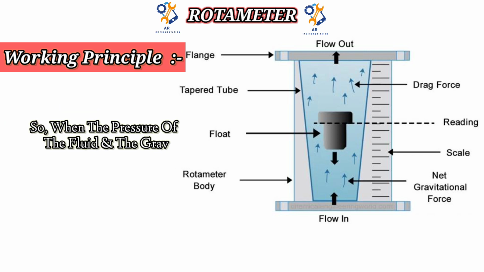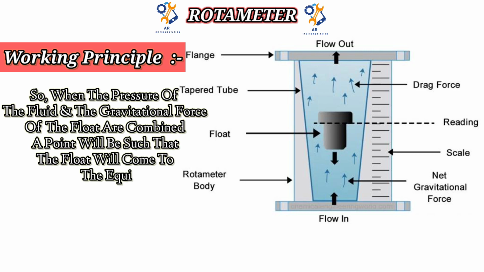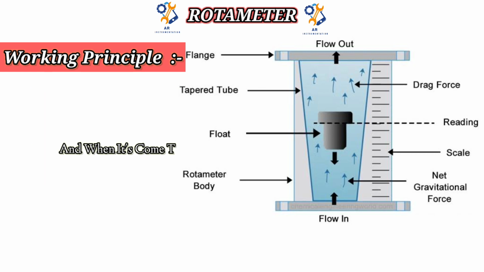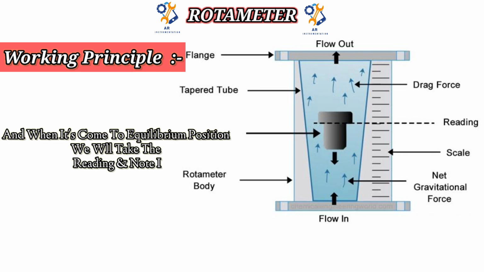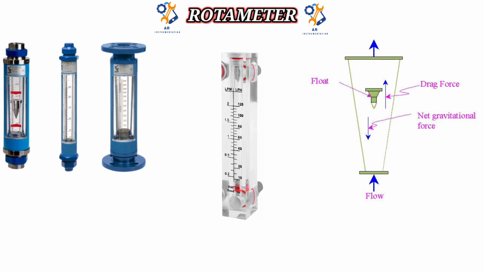when the pressure of the fluid and the gravitational force of the float are combined, a point will be reached such that the float will come to the equilibrium position. And when it comes to the equilibrium position, we take the reading and note down the ultimate velocity of the flow, or the flow rate. Hope you understand all the functions and how it works.